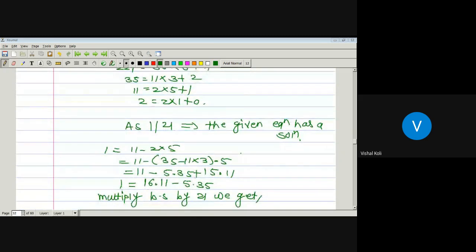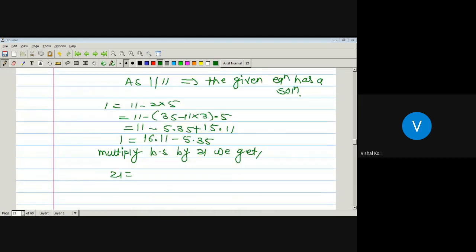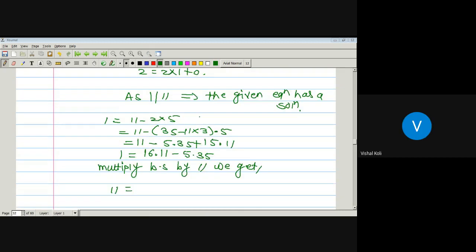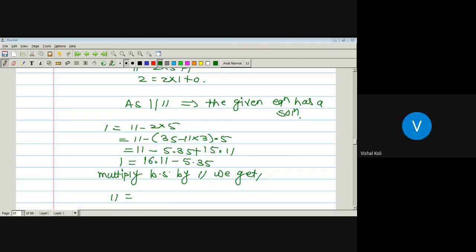Here 21 and 11 are both prime, so here 1 divides 11. So we have to multiply both sides by 11 only. What is 16 into 11? 176. Sorry, I think I have written something wrong here. Yes, this one is not completed yet.